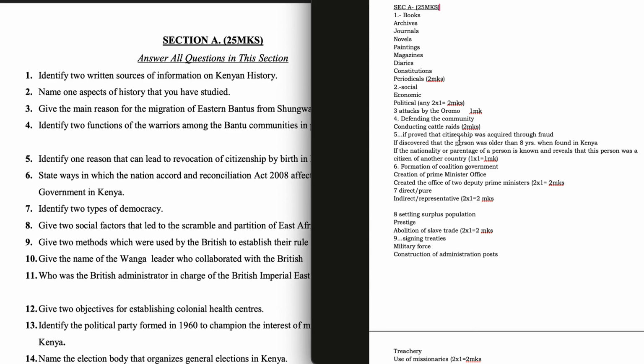If proved that citizenship was acquired through fraud. If discovered that the person was older than 18 years when found in Kenya. If the nationality of a person is known and reveals that this person was a citizen of another country.